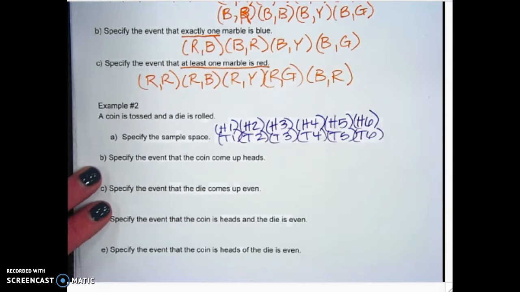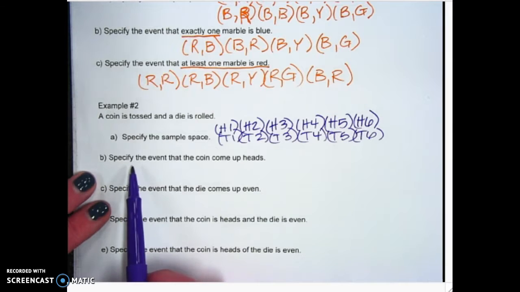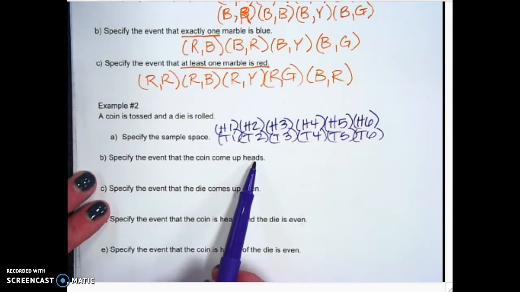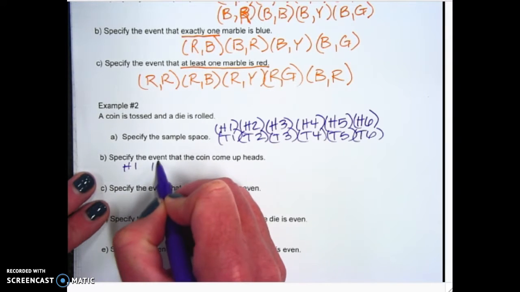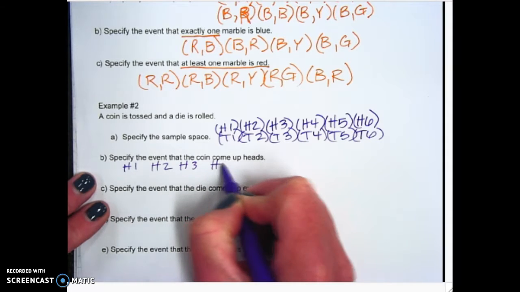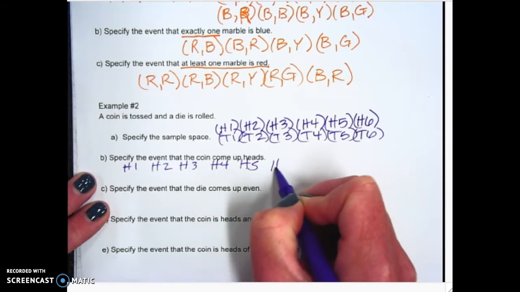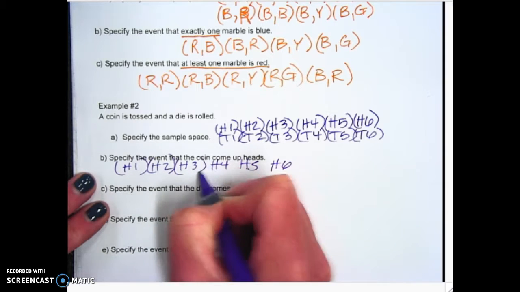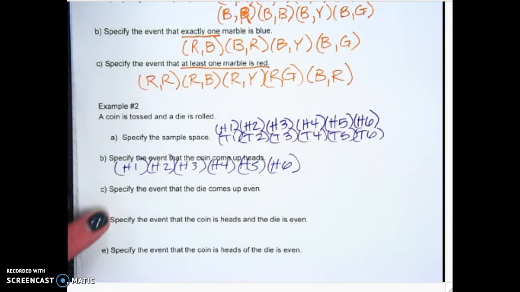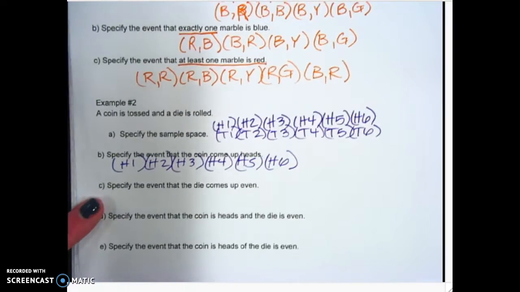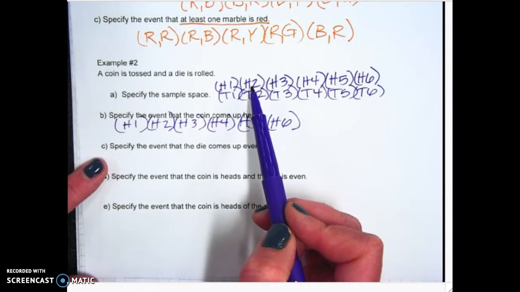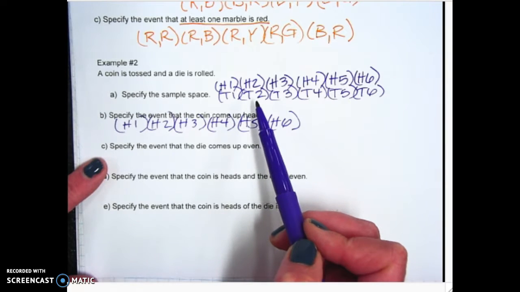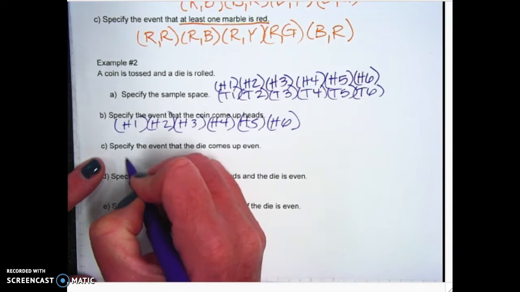All right, part B. Specify the event that the coin comes up heads. That's just the first row here, so heads 1, 2, 3, 4, 5, 6. Part C, specify the event that the die comes up even. So we have some heads with evens, heads 2, 4, 6, and then some tails with the even, so tails 2, 4, 6.